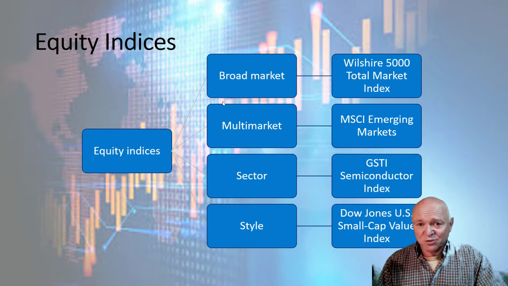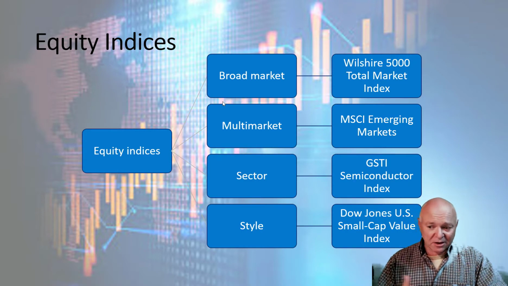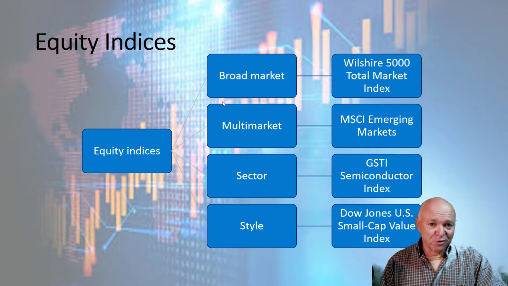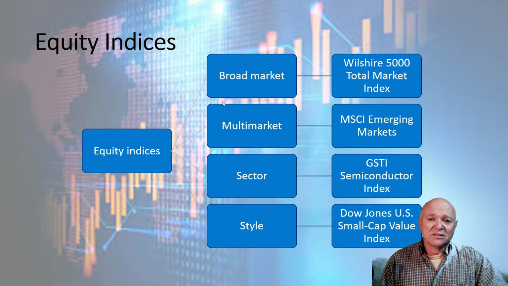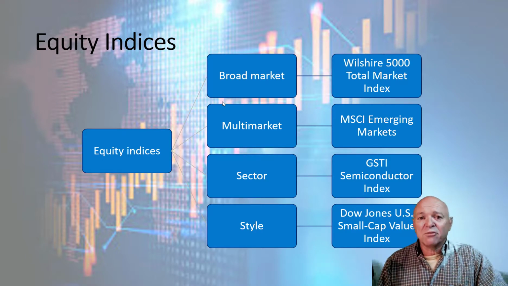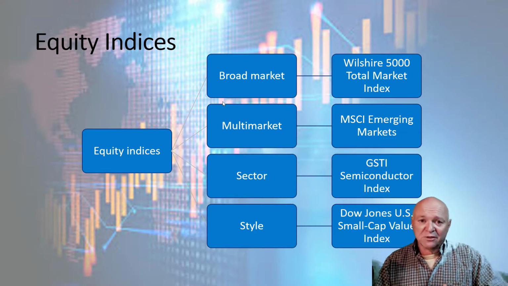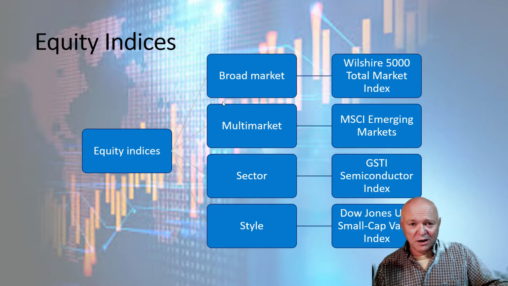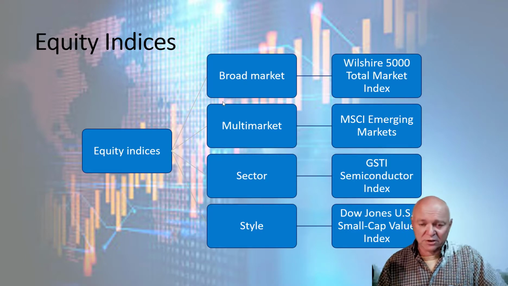We also have sectoral equity indices. Goldman Sachs, for example, produces a variety of indices, including semiconductor, but there could also be consumer durables or technology as a sector-focused index. And there could also be styles, for example, small cap versus large cap, growth versus value, that focus on particular types of stocks and say, well, look at how well value stocks are doing today.